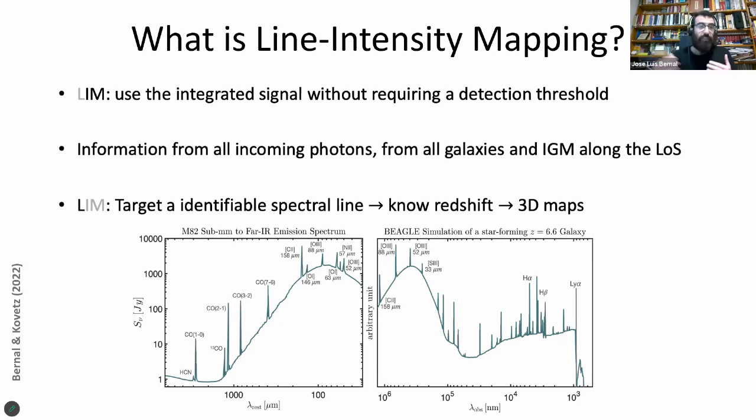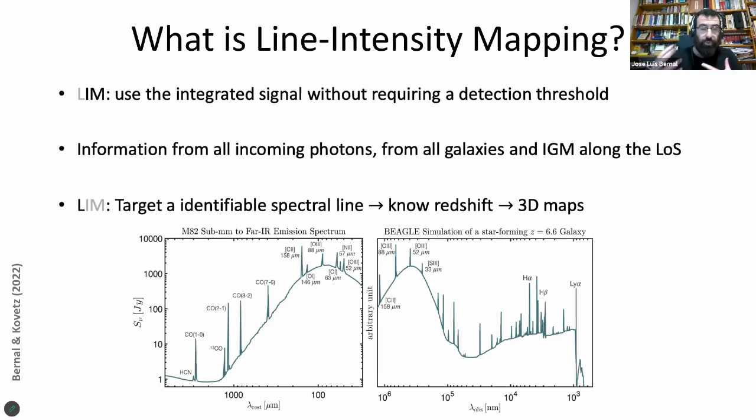In this case, the information from all incoming photons along the line of sight is taken, and therefore we will collect information from all galaxies and the intergalactic medium along the line of sight. But that will give us only two-dimensional information because of this integration of all the radiation along the line of sight, and this is why line plays a role.